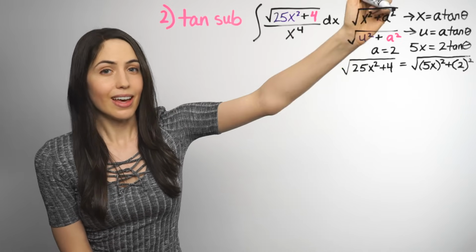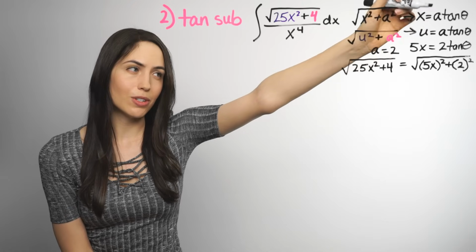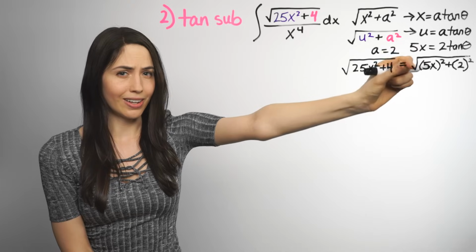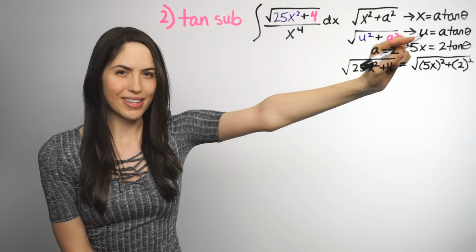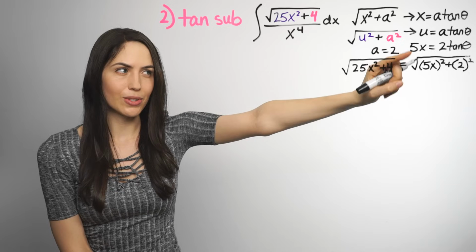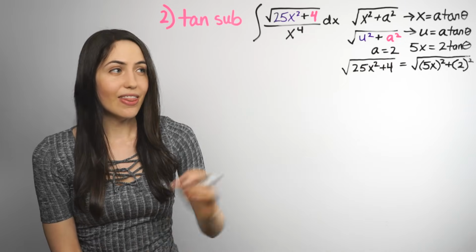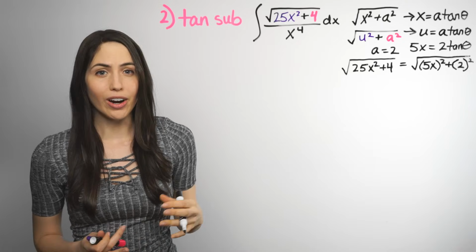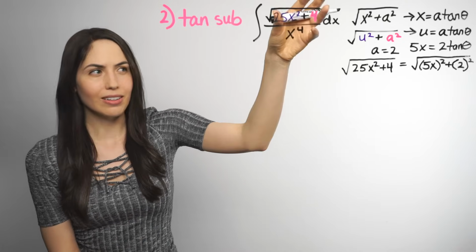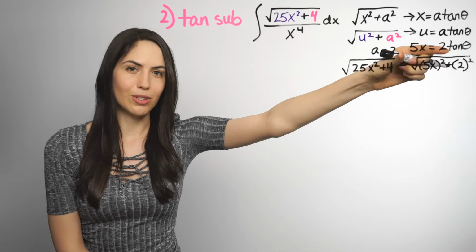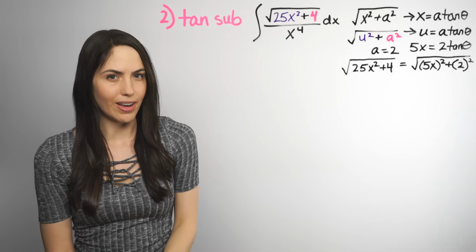For this kind, when you have a coefficient on x squared, basically what you do is instead of using x equals a tan theta for your substitution, use 5x, the u, the thing getting all squared, equals a tan theta. So for us, it's 5x equals 2 tangent theta. That's our substitution. That's great, we have that. And now, just like before, take just the radical out, and plug in your substitution and see how it simplifies.